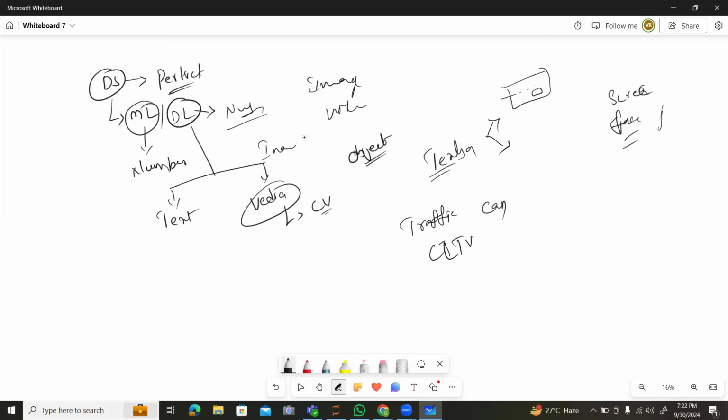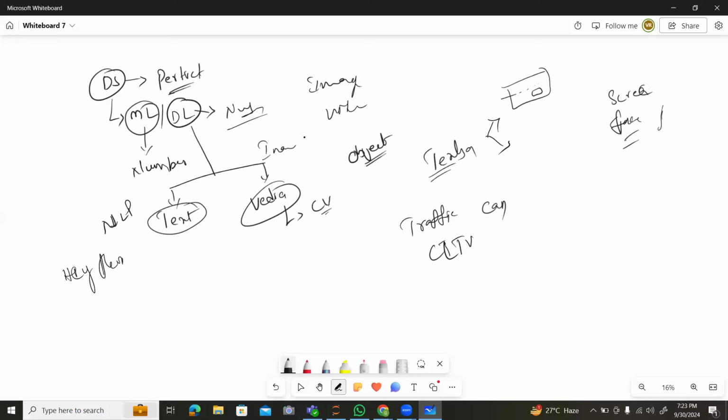Coming to the text field, we have NLP, natural language processing, where we need to translate languages. Hey Alexa is one type of application used for this. For example, Hey Alexa, play a Telugu song, and it will play the Telugu song for you. Hey Alexa, play a Hindi song, and it will play the Hindi song. It works based on language translation. If you want to translate any language, we can use natural language processing.